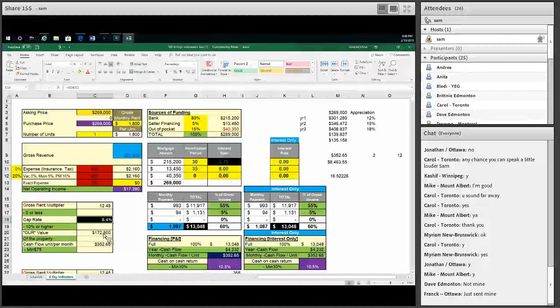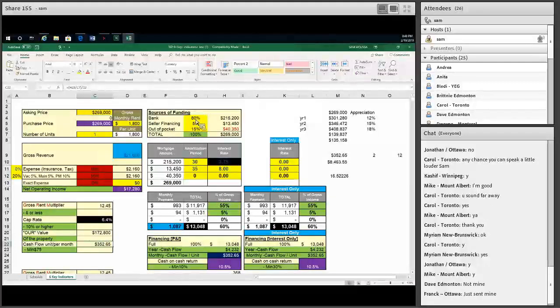Based on that, we can see what we can do to improve it. Okay. Our value is 172. It's 169. Not as important, obviously. That just means a 10 cap rate. It's not a 10, so it's not going to match up. Cash flow per unit is 352. It's just the 1 unit.